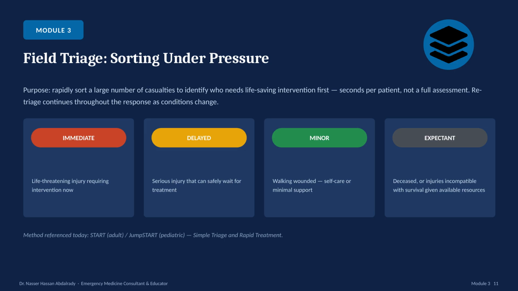Immediate, for life-threatening injury requiring intervention now. Delayed, for serious injury that can safely wait. Minor, for the walking wounded who need little more than self-care. And expectant, for those who are deceased or whose injuries are incompatible with survival given the resources available. The method referenced here is START for adults and Jump Start for children.